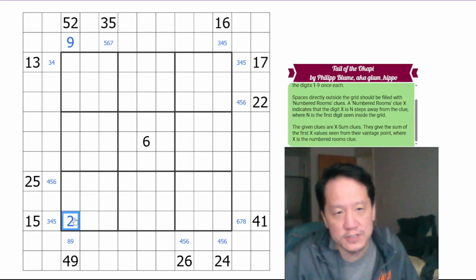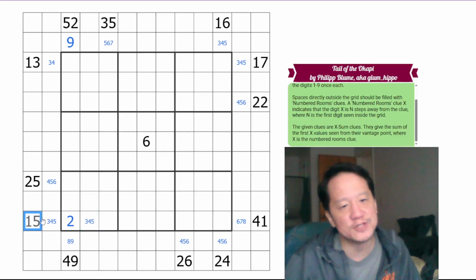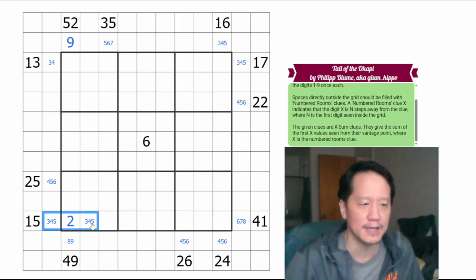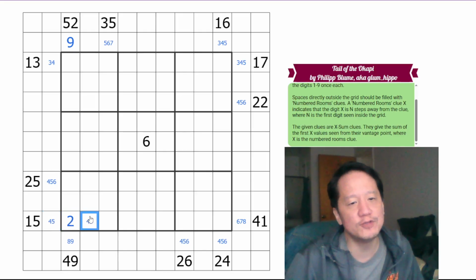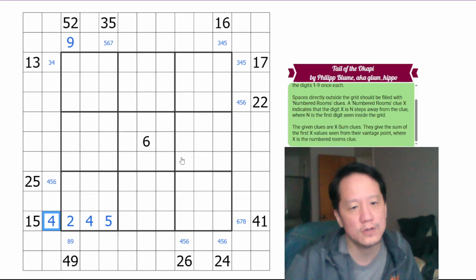That means, okay, so since this is 2, this has to be 3, 4, or 5 here. If it's 3, that's not going to work because you have 3, 2, and 3 adding up to 8 only. So this cannot be 3 anymore. Can it be 5? If you have 5, you have 5, 2, and 5, which adds up to 12. So the remaining 2 digits must add up to 3, but you already have a 2 in the row. So it can't be 5. So this has to be 4, 2, and 4, which forces this to be 5 here. Right? That's 10, 15.